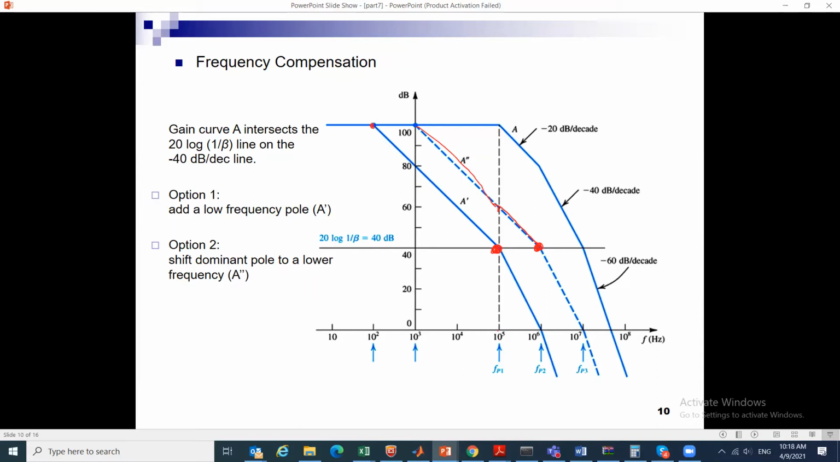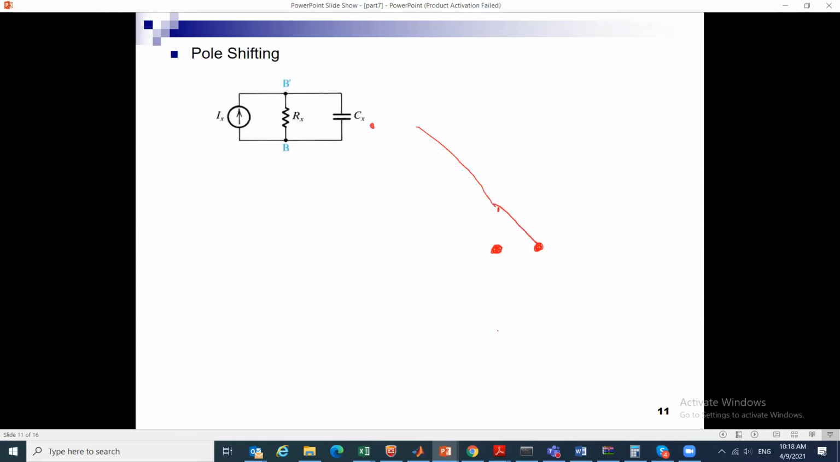So this is what happens, and this way we can push the 20 log 1 over beta to intersect at the edge of minus 20 dBs per decade. How do I shift a pole? If I have a circuit where I have an RC time constant, right, omega equals 1 over Rx times Cx. If I want to make it smaller, like before we went down from 10 to the 5 to 10 to the 2 for P1, right? So what do?